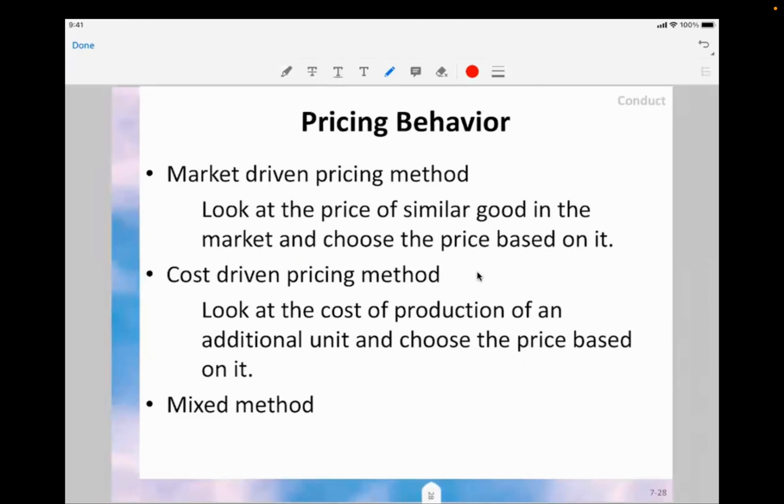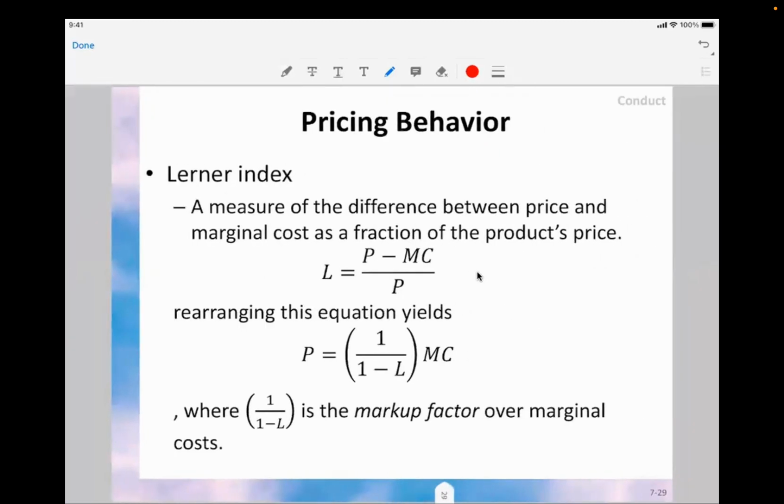The market-driven pricing method looks at the price of similar products in the market and chooses the price based on the similar product, with some additional markup. The cost-driven pricing method looks at the cost of production and adds a markup based on the cost of production. And the mixed method is basically what most firms tend to do. So in order to make a decision, you need two of these factors: marginal cost and the role of the market.